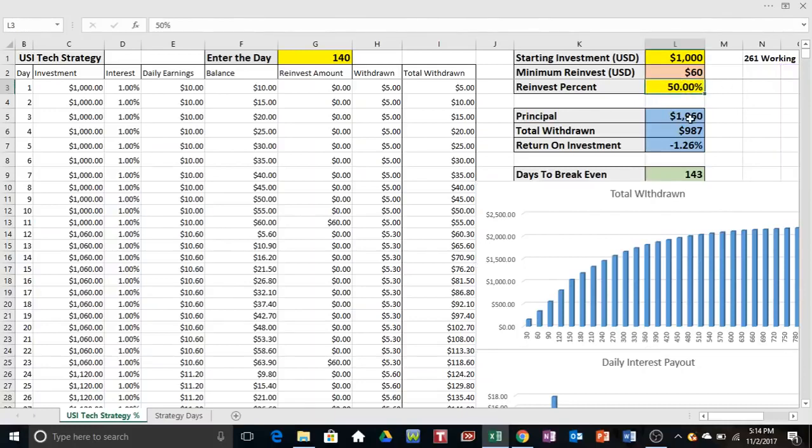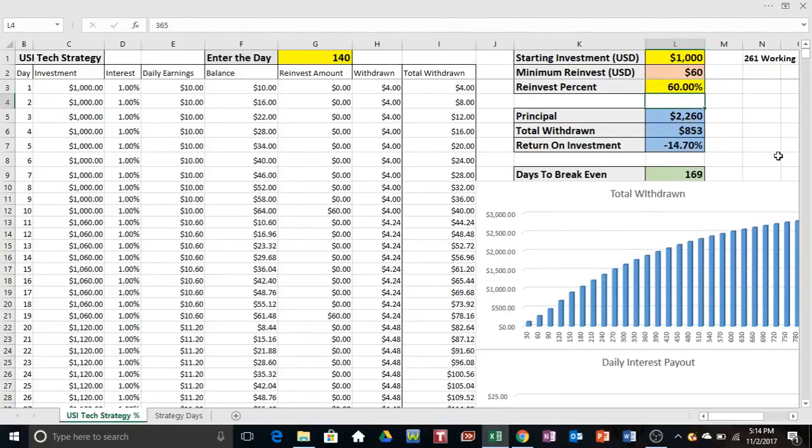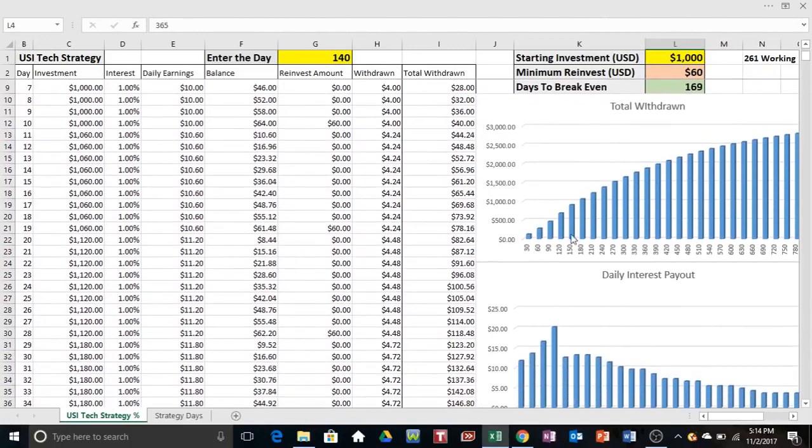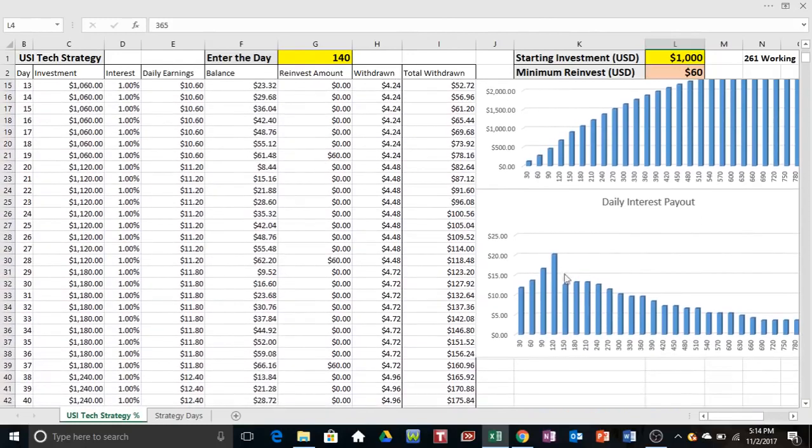So let's try 60% here. With 60%, you'll see that the graph kind of starts to change here. The total withdrawn is more of a parabolic shape, and you can see on the daily interest payout, it's still using the 60% solution. It's still not enough to sustain long term.